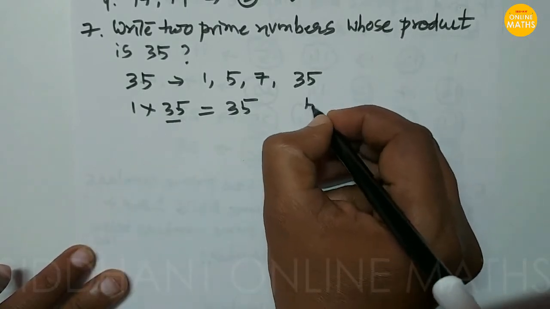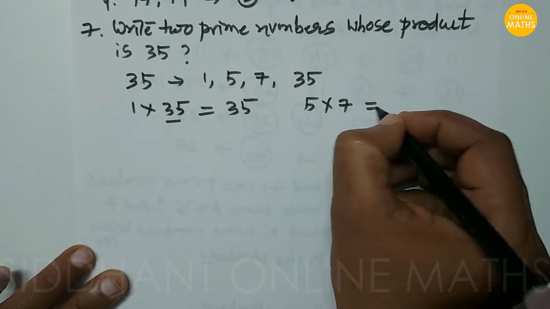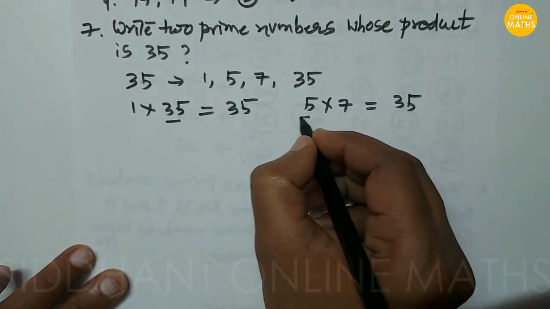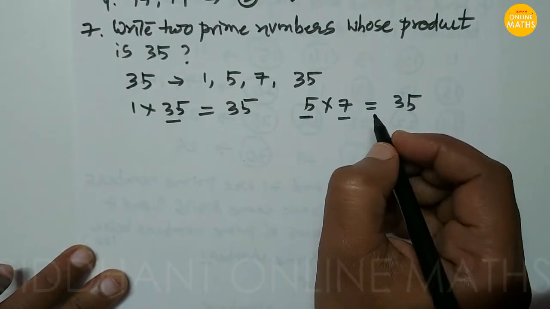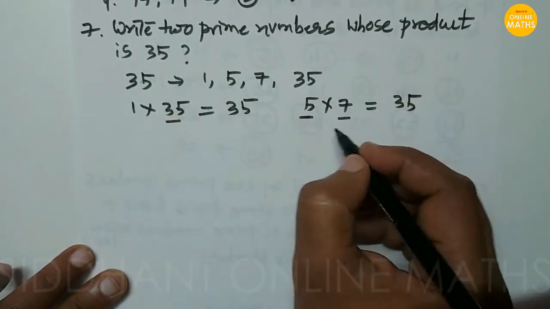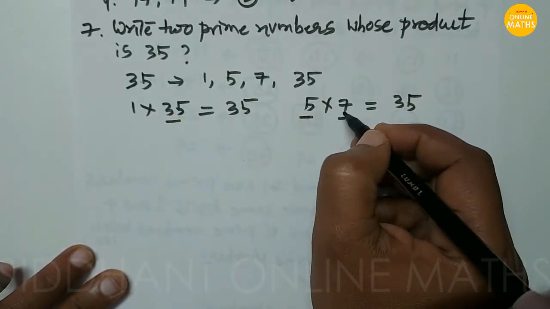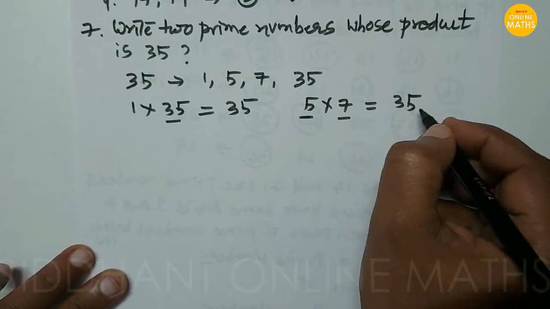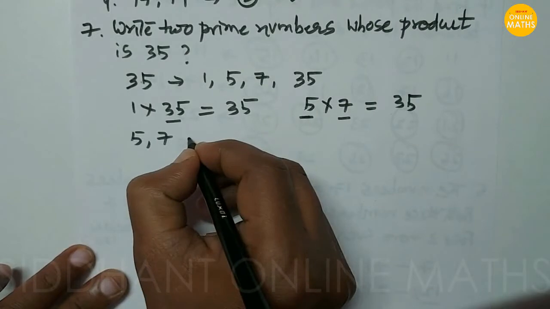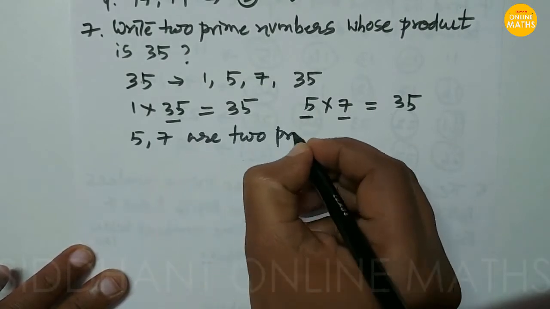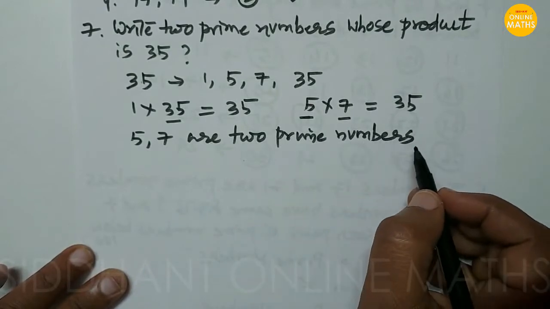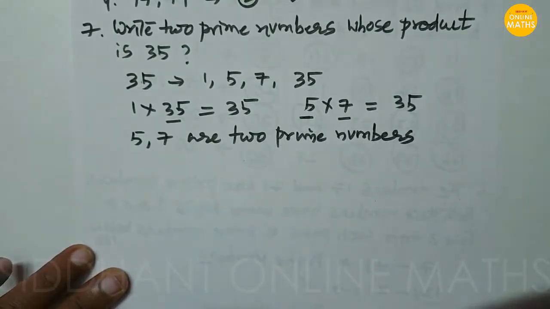Now when you see 5 into 7, the product will be 35, and the number 5 is a prime number and 7 is a prime number. So the two prime numbers whose product is 35 are 5 and 7. 5 into 7 is 35. So these are the two prime numbers. 5 and 7 are two prime numbers whose product is 35.